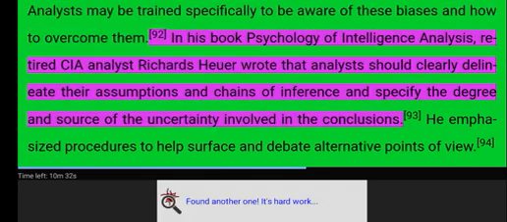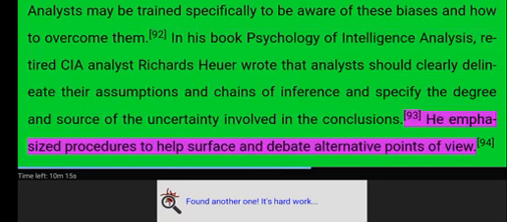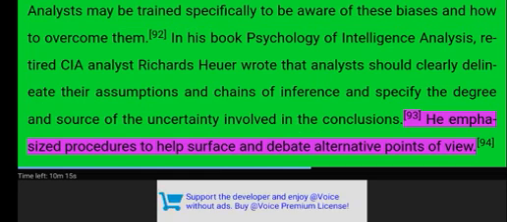In his book Psychology of Intelligence Analysis, retired CIA analyst Richards Heuer wrote that analysts should clearly delineate their assumptions and chains of inference and specify the degree and source of the uncertainty involved in the conclusions. He emphasized procedures to help surface and debate alternative points of view.